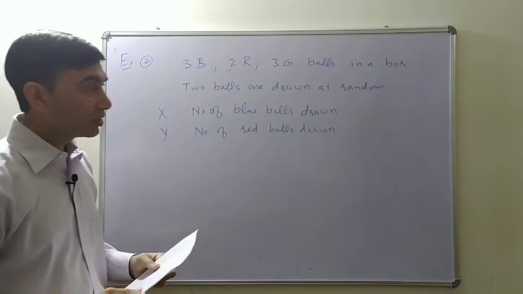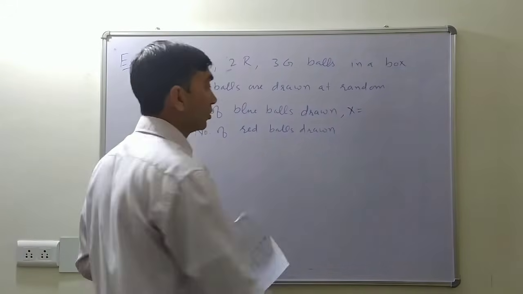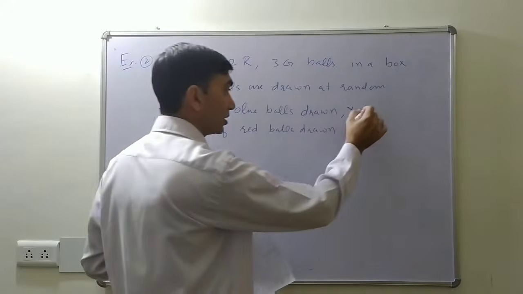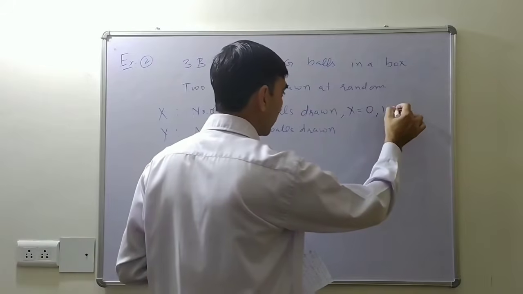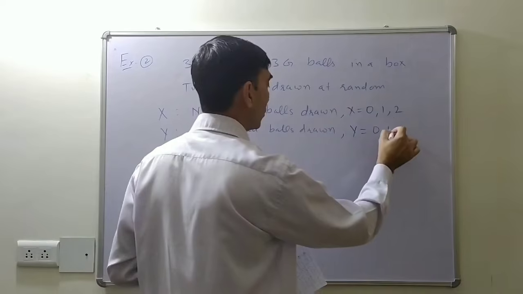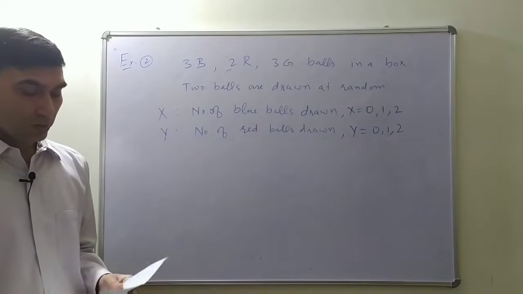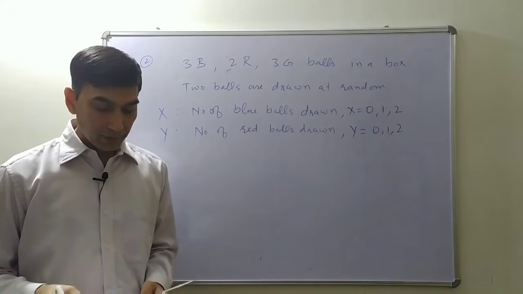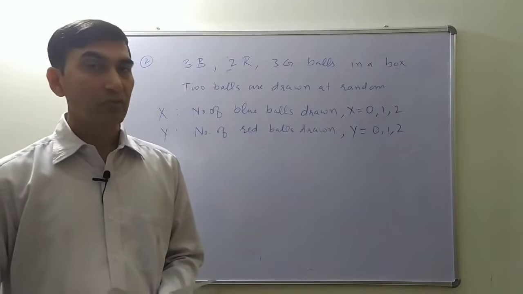So what values can x take? 2 balls are drawn. There is a possibility that there is no blue ball in the drawn balls, so x can take the value 0. There can be 1 blue ball. Both balls can be blue. Likewise, y can take which values? 0, 1, 2, because there are two red balls. So now you know the values of your random variables. Next thing that you need to do is write the joint PMF of xy.